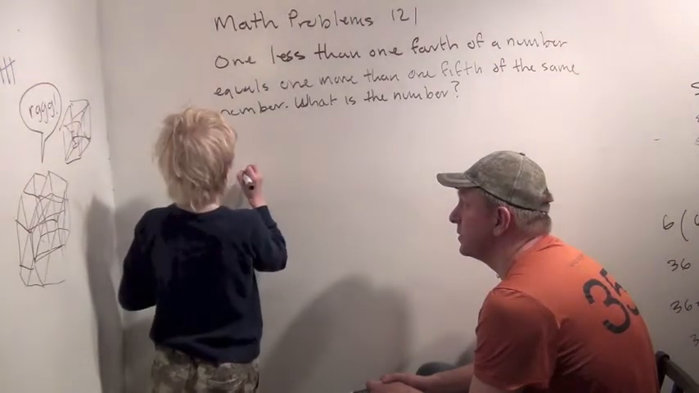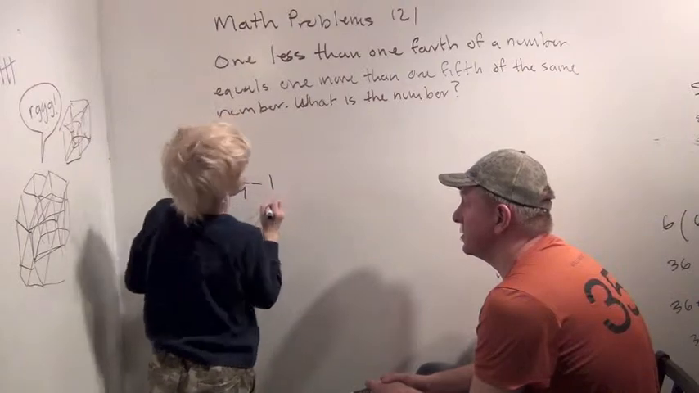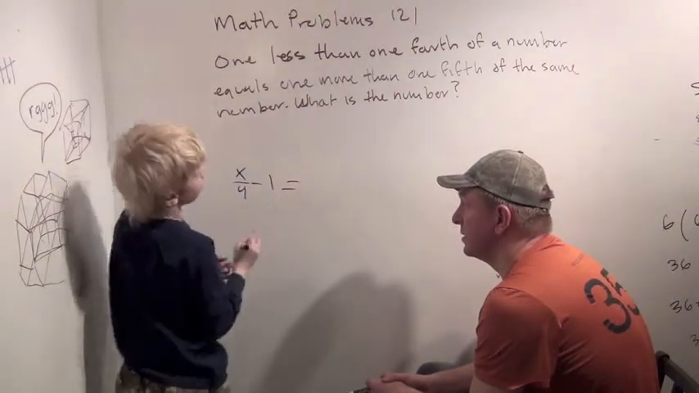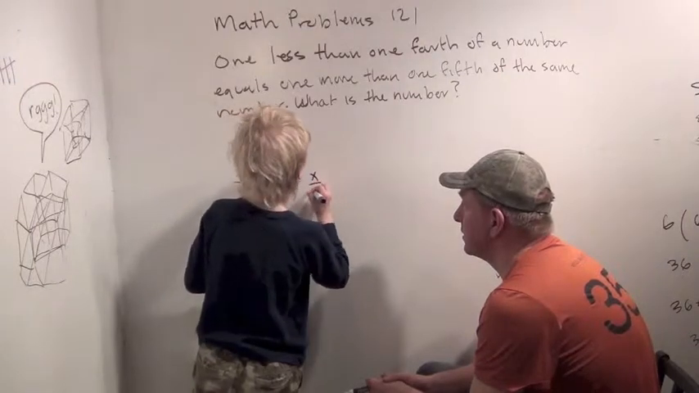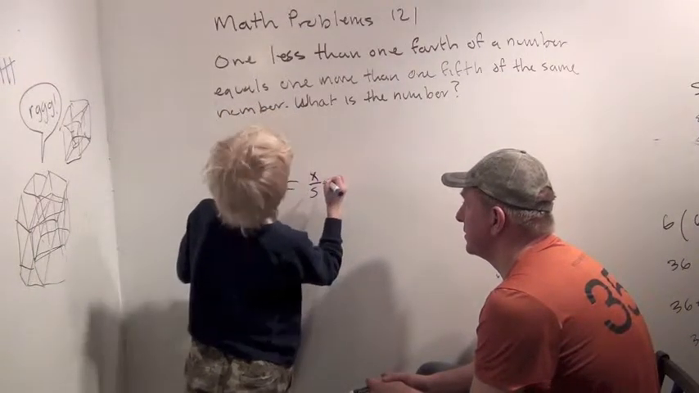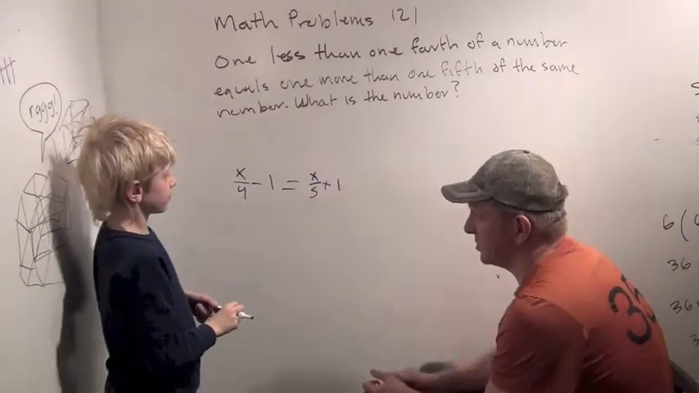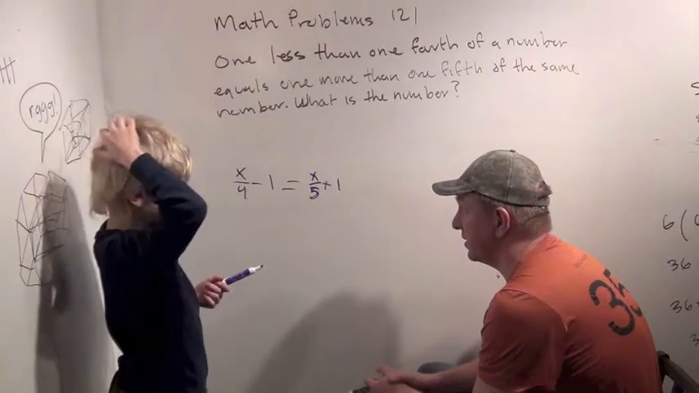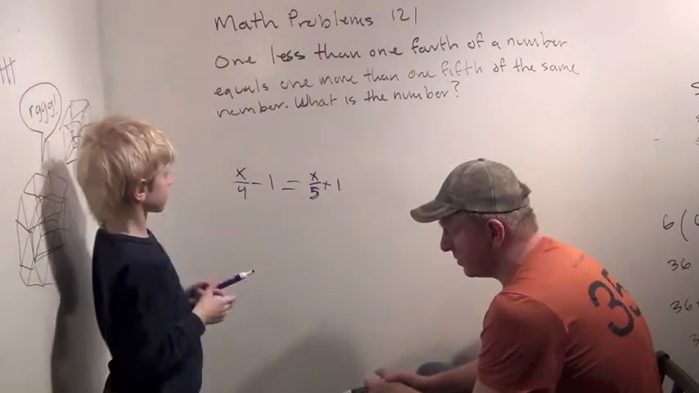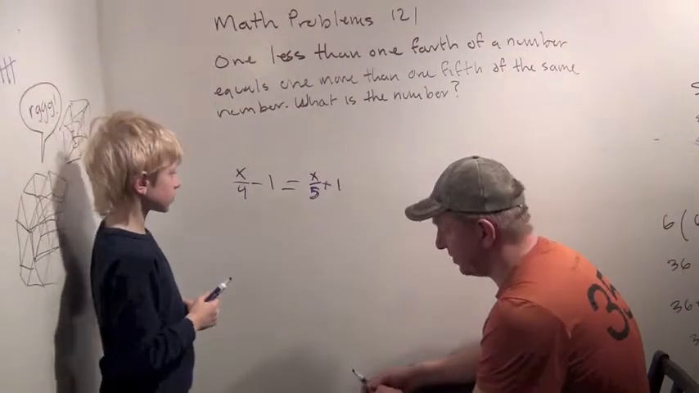So maybe x over 4 minus 1 equals x over 5 plus 1. Good job. Be a little careful. Make sure you write your 5s really well, because otherwise it can get a little confusing. Okay, so here's our equation. x over 4 minus 1 equals x over 5 plus 1.